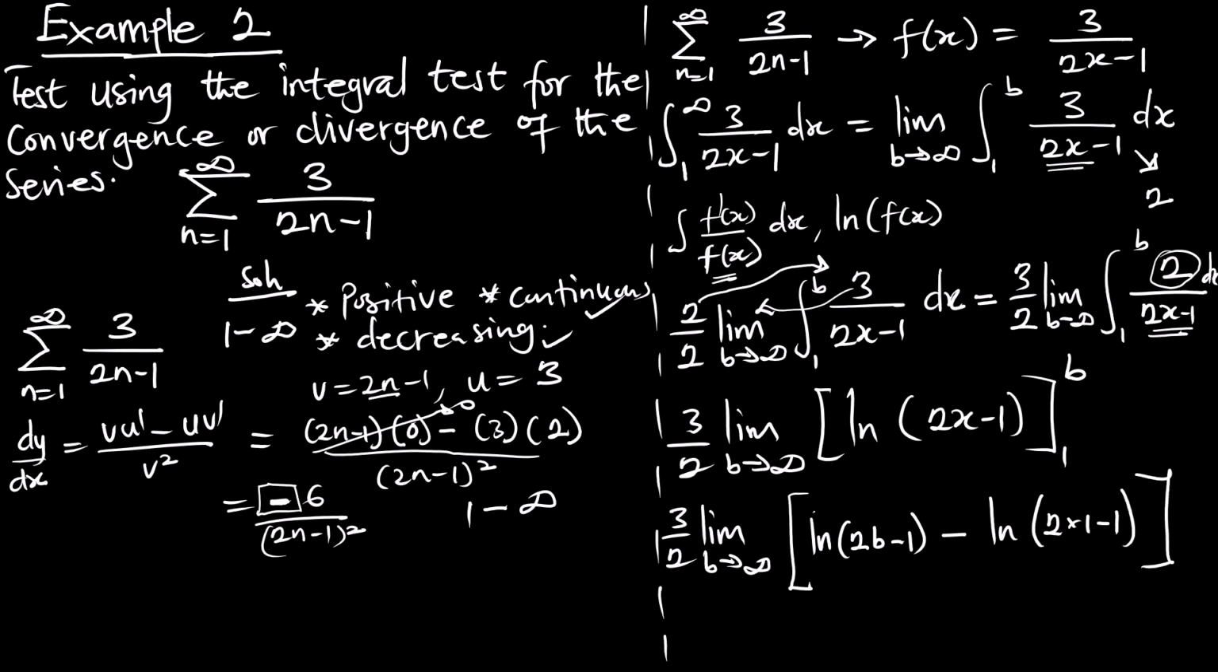Now, b is approaching infinity. So, as b approaches infinity, multiplied by 2 is going to be a large value, minus 1 is going to be a large value. So, the natural log of a value approaching infinity is going to be what? Infinity. So that is going to be 3 on 2 times infinity here minus, this is going to be natural log of what? 1, and that goes to 0. So infinity minus 0, infinity multiplying 3 on 2, that is going to give us what?